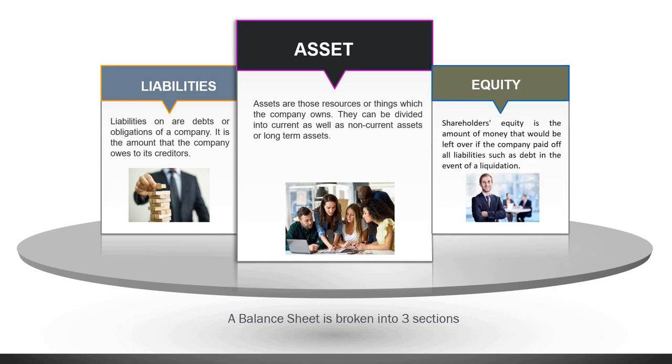And the third thing is equity. Shareholders' equity, or simply equity, means the amount of money that would be left over if the company paid off all the liabilities, when the company is going for liquidation or it is time to wind up. When all the liabilities are paid off and you still have money, that is shareholders' equity. So these are the basic three sections that should come under a balance sheet.